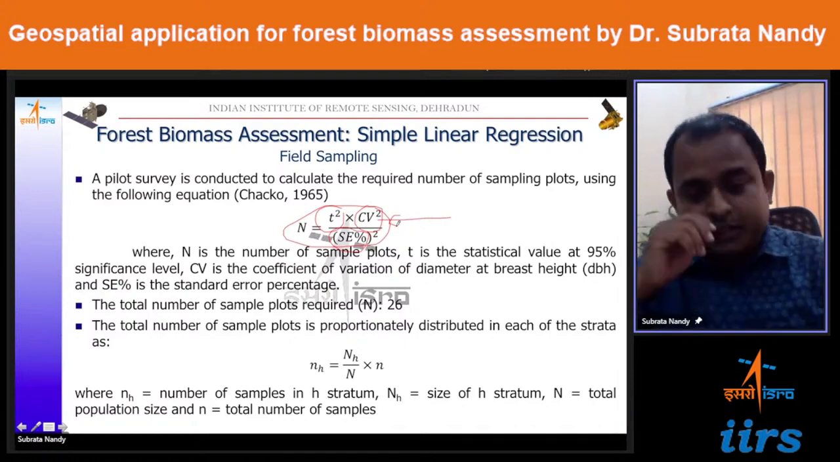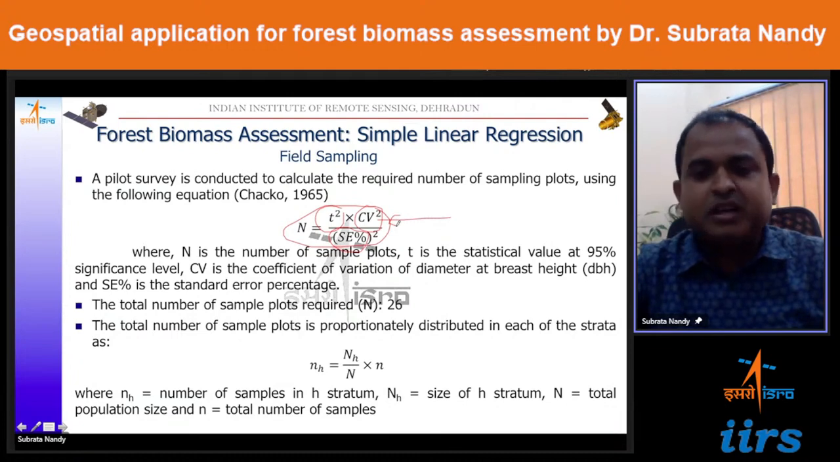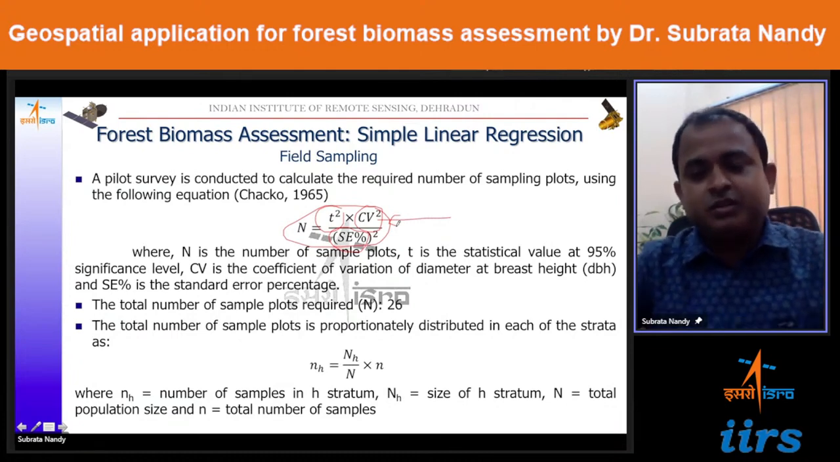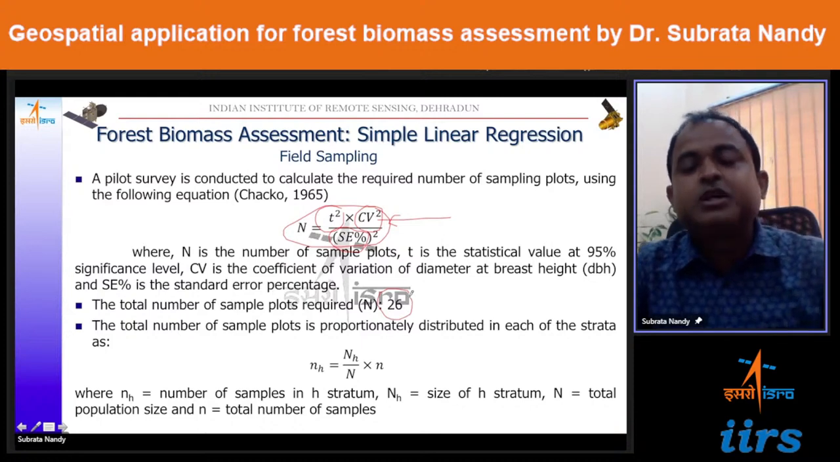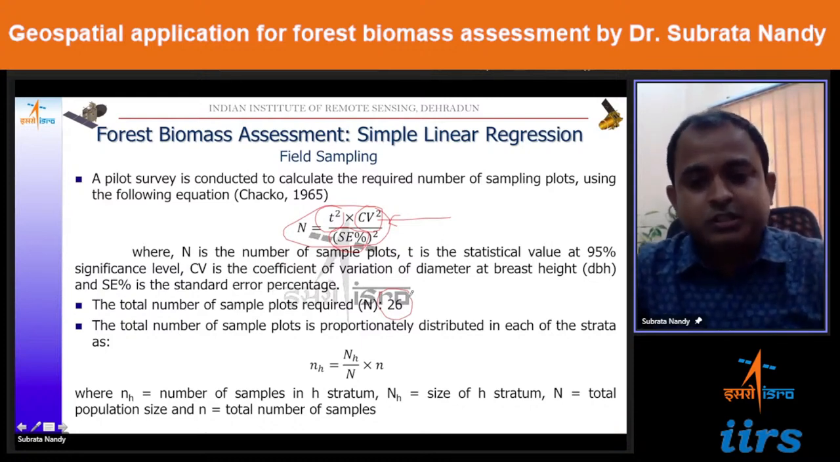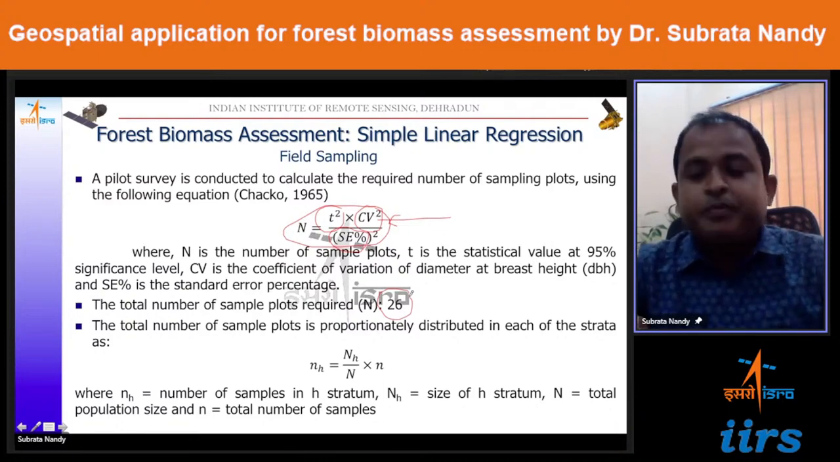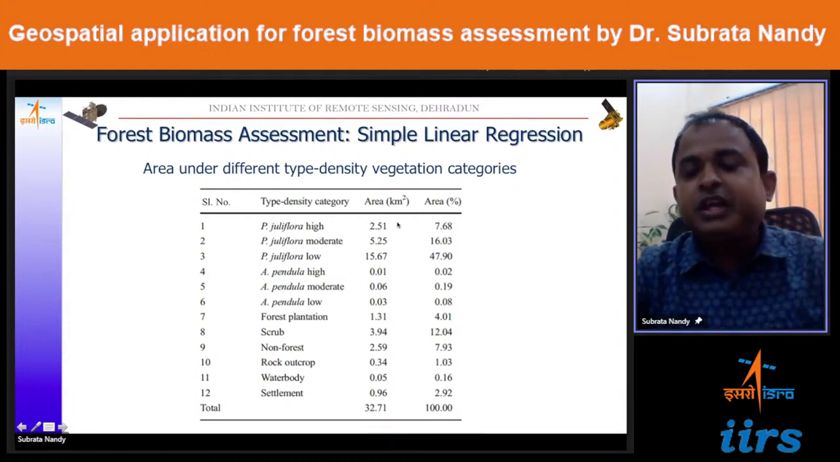So generally in a small area, what we do is lay around 10, 11 plots in different strata, and then calculate the number of sample plots required. Now in this case, we calculated the number of sample plots as 26. Now the same question comes: if the total number of sample plots required for the study is 26, where to lay these plots? Here I showed you the area under each class.